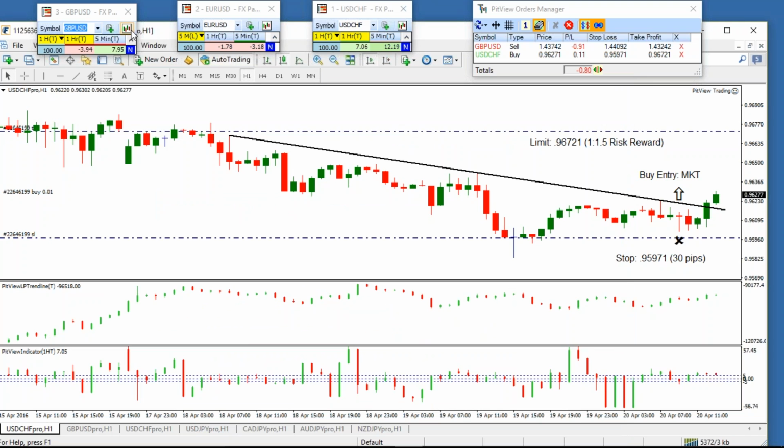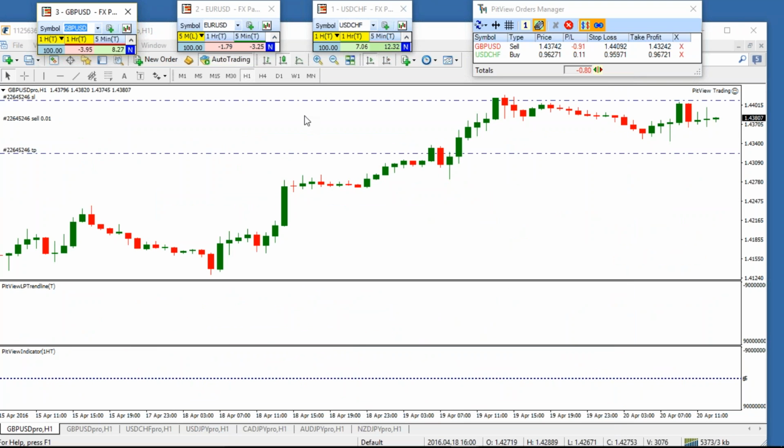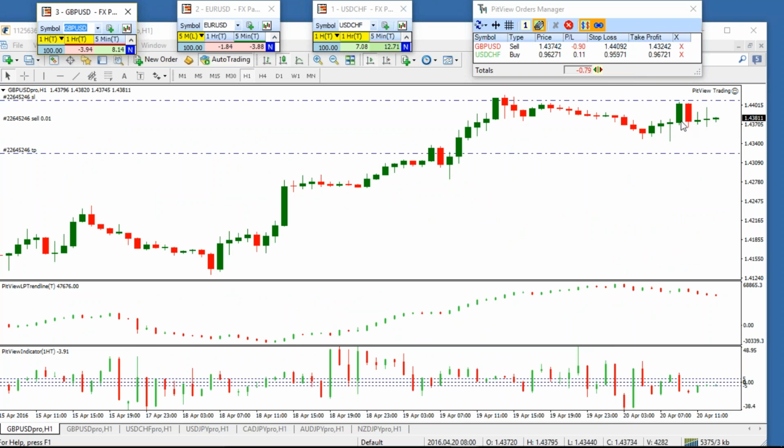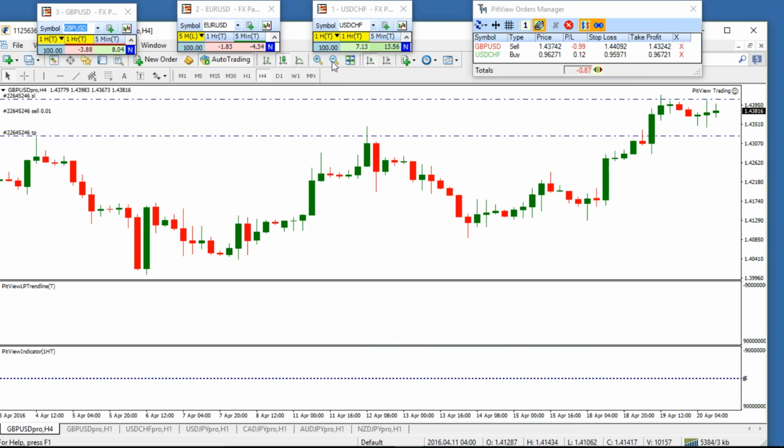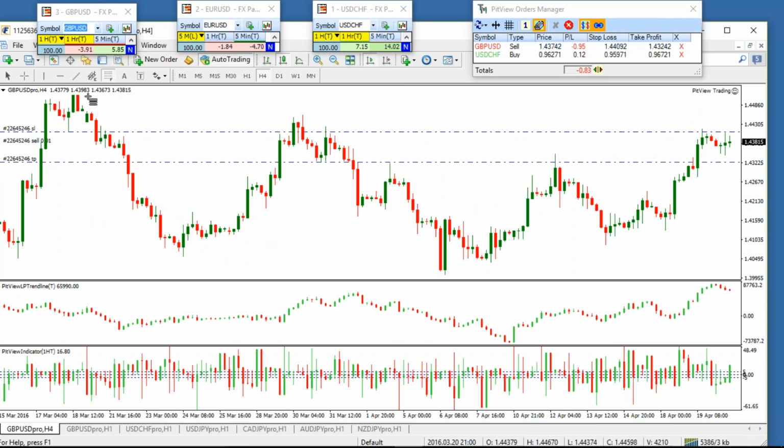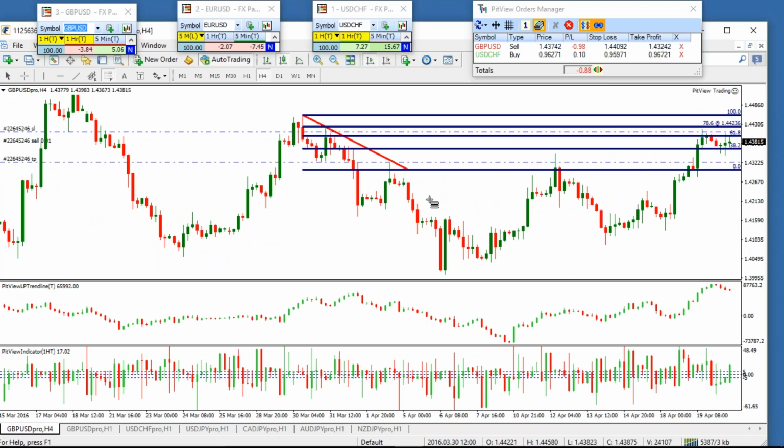And I'll switch gears here and go over to the pound. The pound is one that really hasn't done anything since I've gotten into it. I'm down, what, 10 pips on it right now. I'll have to go to the 4 hour to show you overall what the thought process was here.